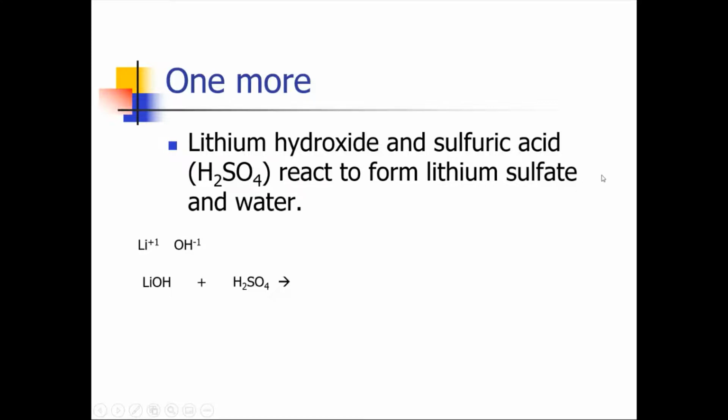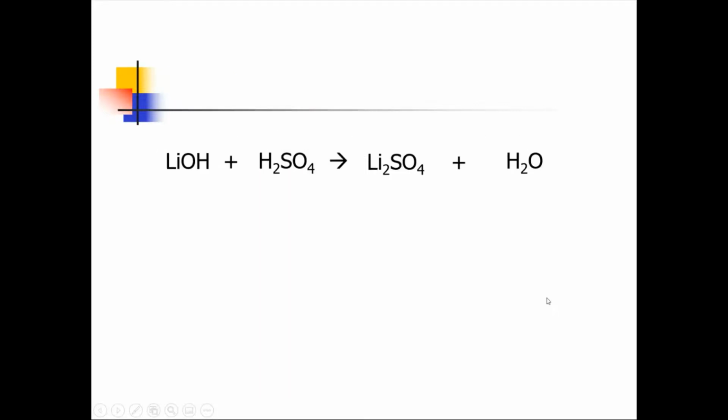Now, we know that lithium is a metal, which means this will be ionic. Li is +1. Sulfate is a polyatomic ion. You got to look it up on your polyatomic ion sheet. Sulfate is SO4 -2. So when we put that formula together, we're going to get Li2SO4. And the last thing it says is water. So water is H2O. So this equation is not balanced. Now we're ready to go ahead and balance it.